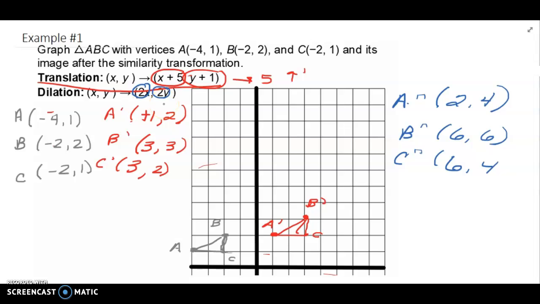So if I go through and plot those points, I go over 2, up 1, 2, 3, 4. Here's my A double prime. My B is 1, 2, 3, 4, 5, 6, up 1, 2, 3, 4, 5, 6. Here's my B double prime. And my C double prime is 1, 2, 3, 4, 5, 6, 1, 2, 3, 4, right here. Okay, so if I just connect the dots, this would be my final one.